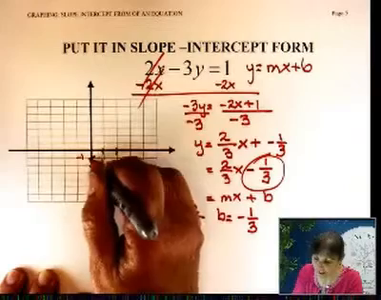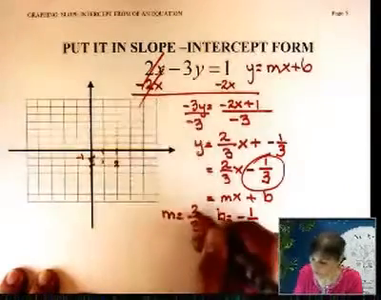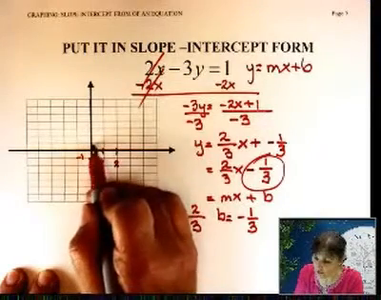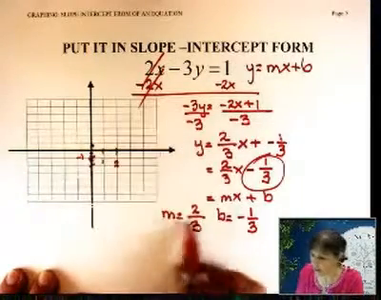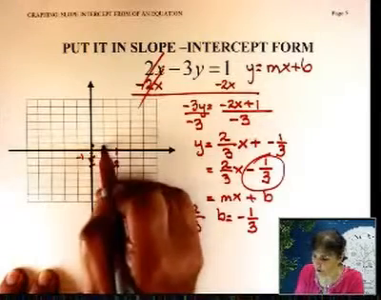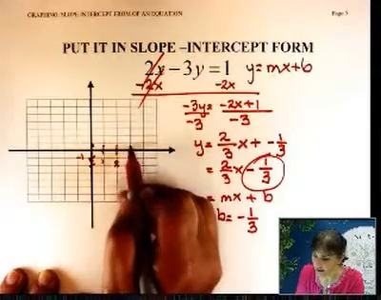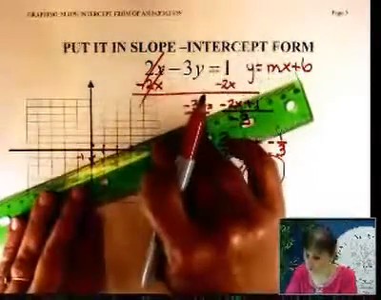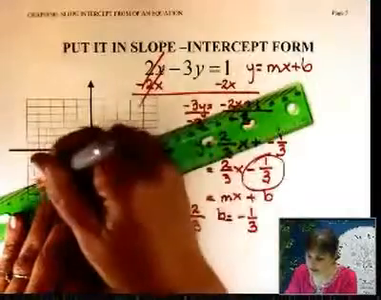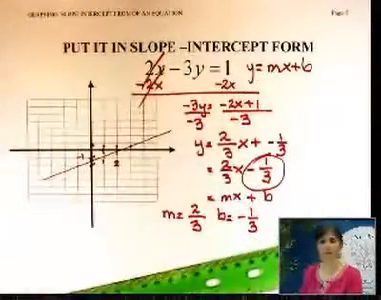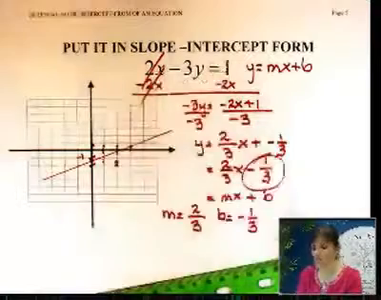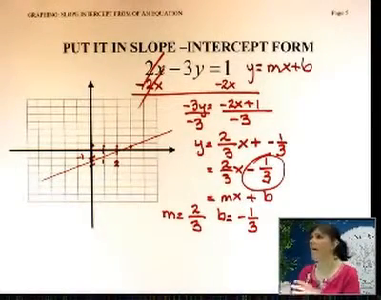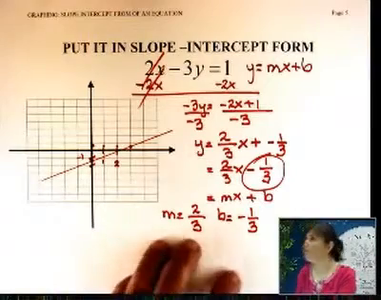You start with that and you have to go 2 steps up. These steps have to be the same size. 1, 2 steps up. I'm here. 3 steps to the right. 1, 2, 3. Do you see that? Right here. Then you have those two points that you can connect. Don't make those dots too big so that they're right. And this is the picture of this. So what did I do? I put it in slope-intercept form first by isolating y, and then I just plot it.